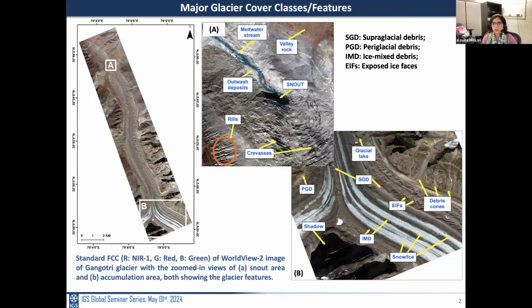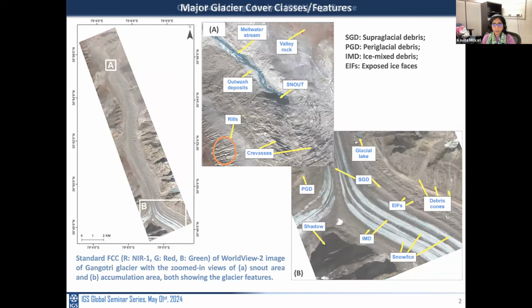Then there is a meltwater stream, which flows from the snout towards Gangotri. There is a district called Gangotri as well. Downstream, this stream flows towards that particular village. All these features have some significance, and therefore accurate extraction of these features is really very important.